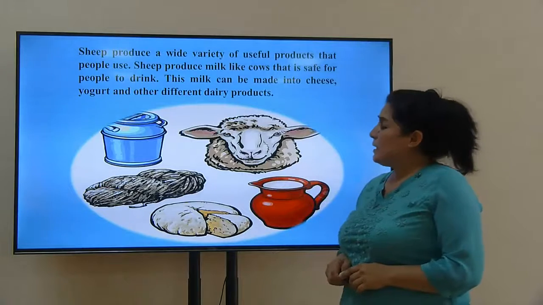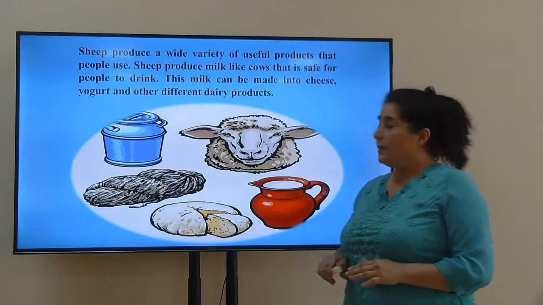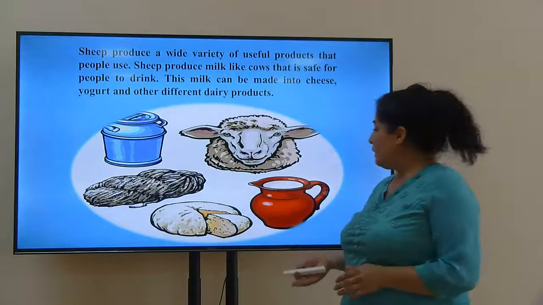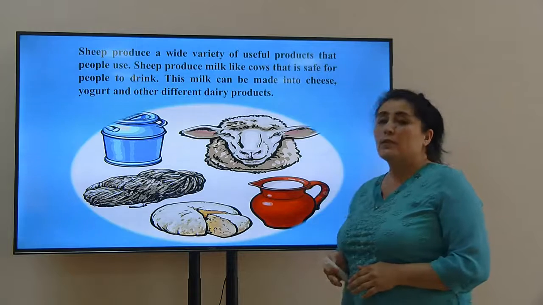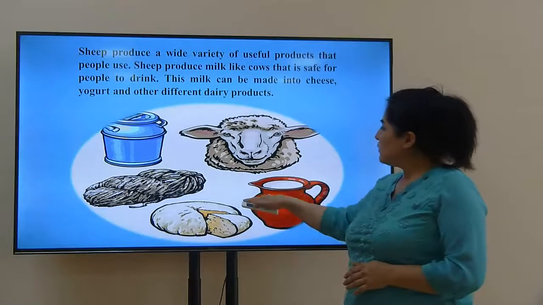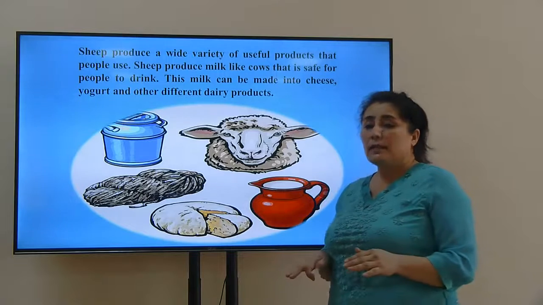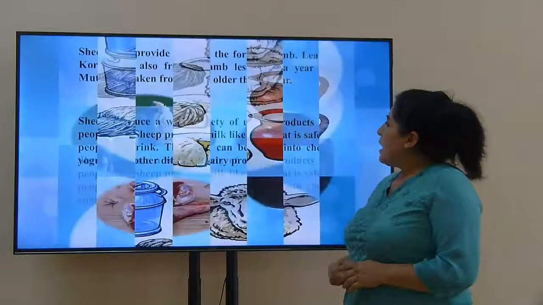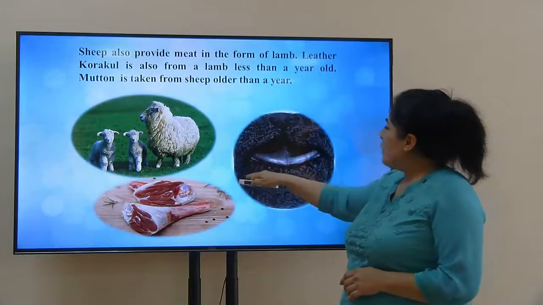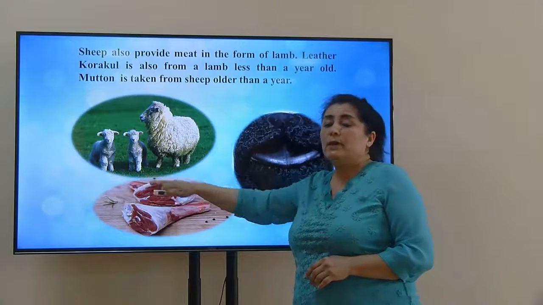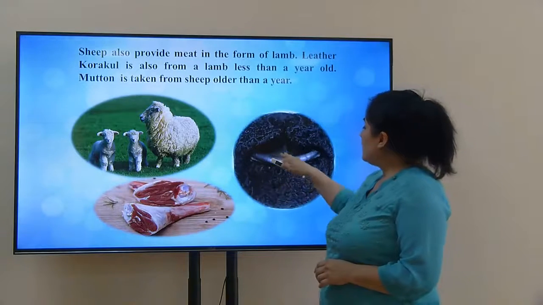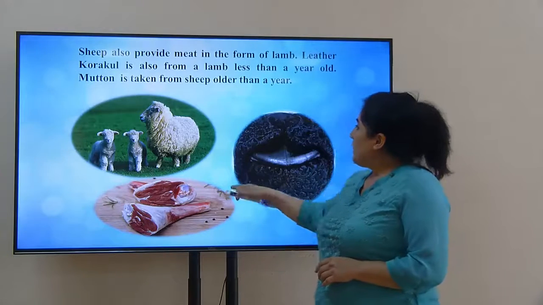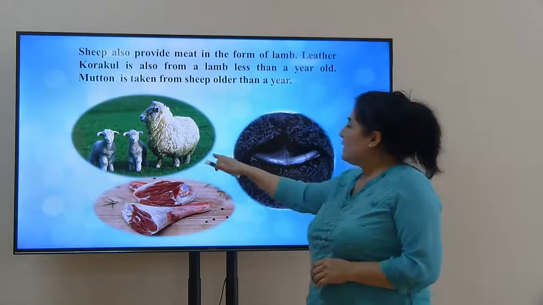Sheep produce different products. It gives milk like cows. Its milk is very useful, and this milk is used to make yogurt, cheese, and other dairy products. And we can also get wool from the sheep. Sheep also provide meat in the form of lamb. You know, lamb is a baby of the sheep. Mutton is taken from sheep older than a year.